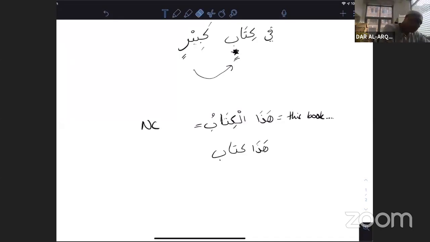Just for the sake of ease and making it clearer, I'll write هذا الكتاب كبير. Now the sentence means this book is big, right? However, هذا كتاب. This is a complete sentence. This is a book. That's a complete sentence. You don't need any more information from me. This is a book.